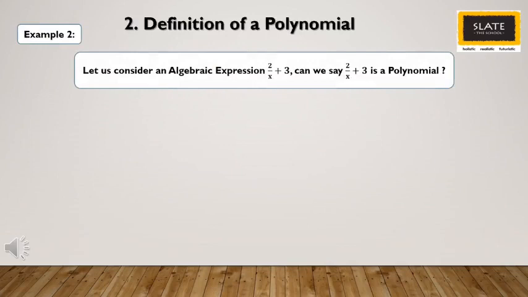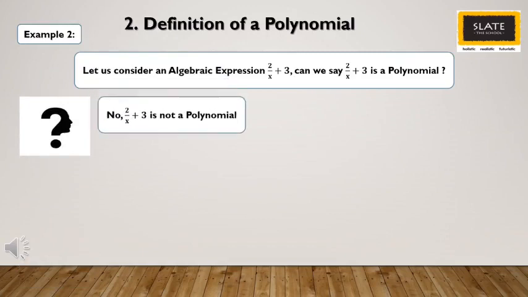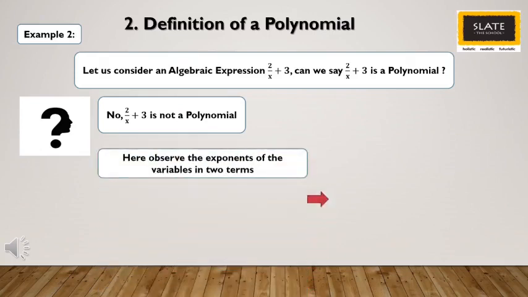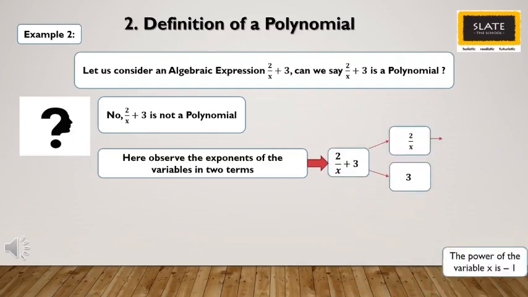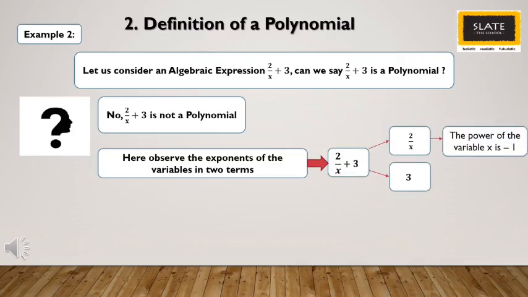Example 2. Consider an algebraic expression 2 by x plus 3. Can we say 2 by x plus 3 is a polynomial? No, 2 by x plus 3 is not a polynomial. Why? See this explanation. How many terms are there in the given algebraic expression? Yes, there are two terms. One is 2 by x and another one is 3. 2 by x can be written as 2 into 1 by x and 1 by x can be written as x power minus 1. So the power of variable x is minus 1.